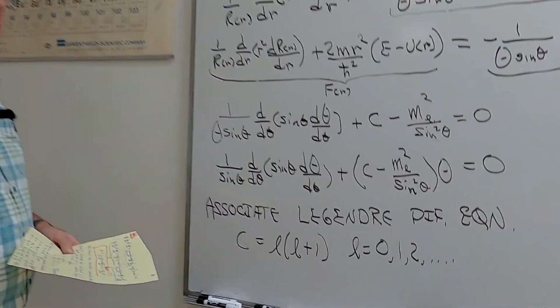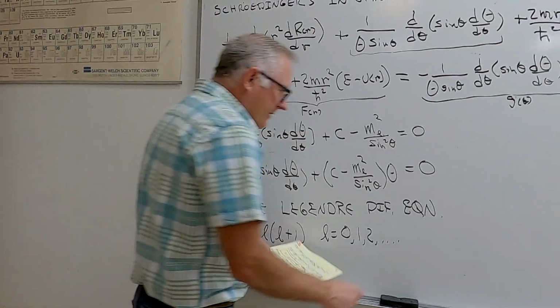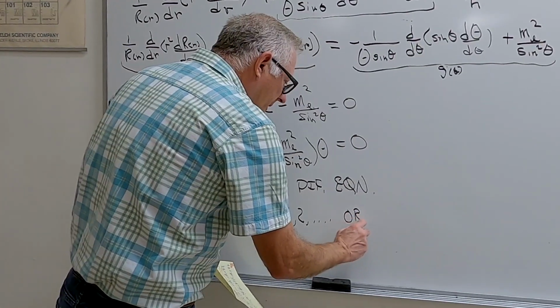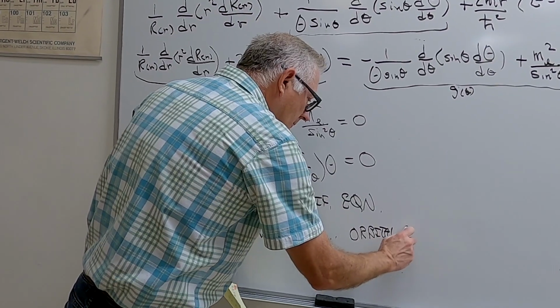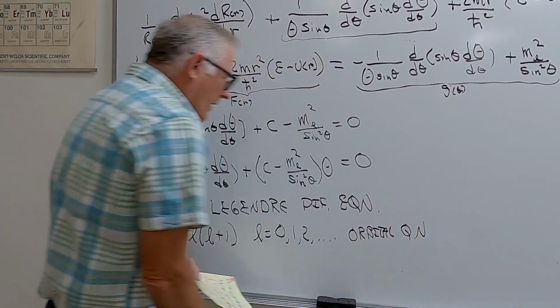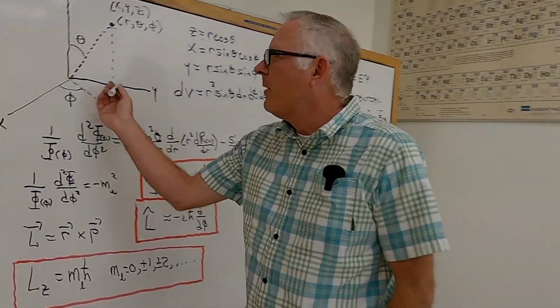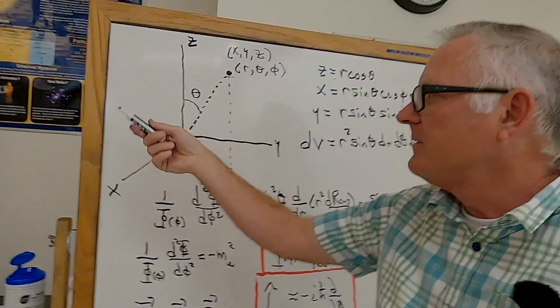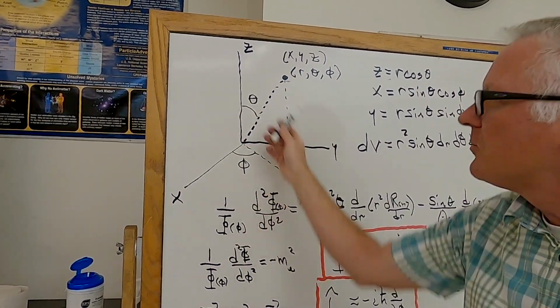This looks like another quantum number. We could call it the orbital quantum number. So this is going to be for the theta direction. Remember, before, m was going around like this. That was the phi. The L is for coming down this way, right here.